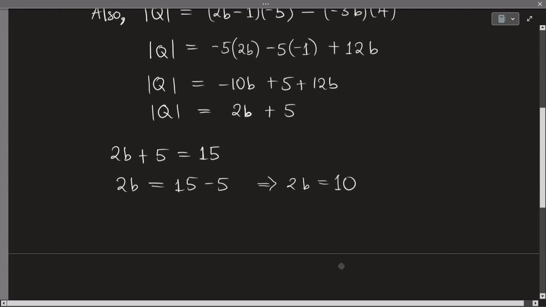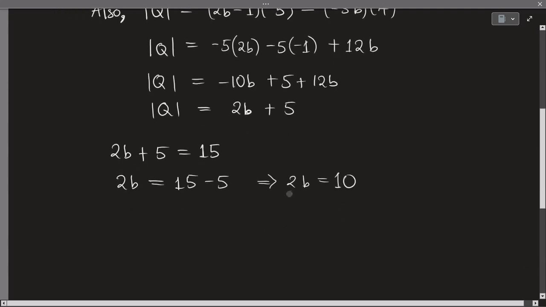And then finally, we can divide both sides by 2. 2 into 2 is 1, and 2 into 10 is 5. Therefore, b is equal to 5.